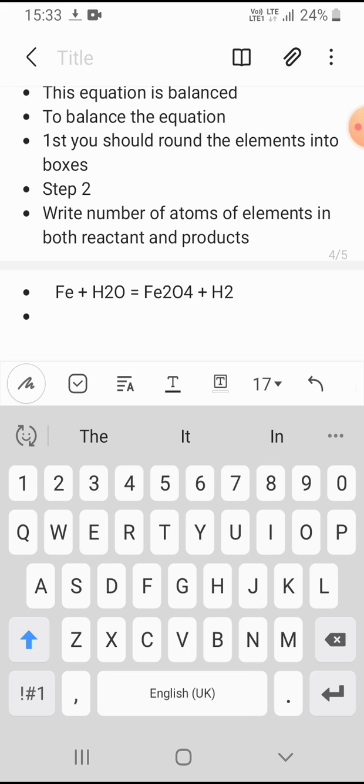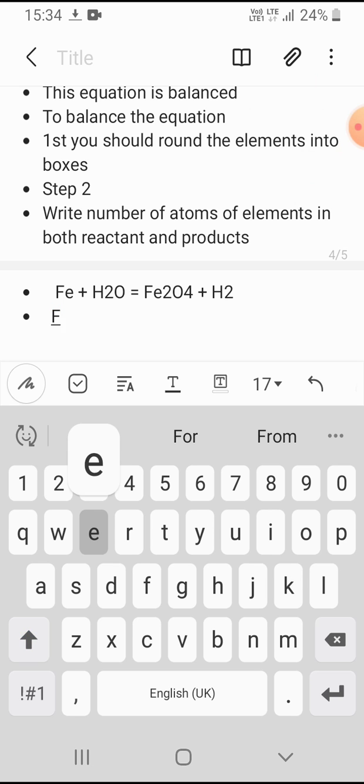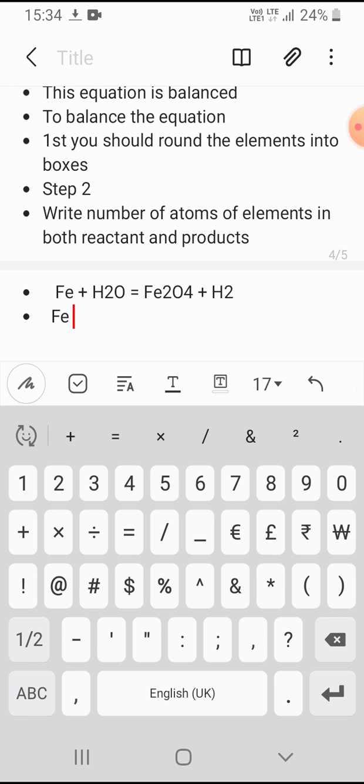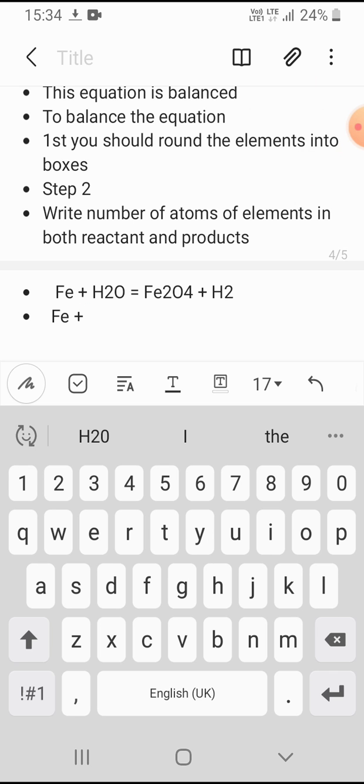Then what you have to do, if it is not equal, is keep the starting formula the same: Fe plus 4H, you have to write. See, if you put 4H, then the O also, here O has 1 atom, then 4 ones, it will become 4.